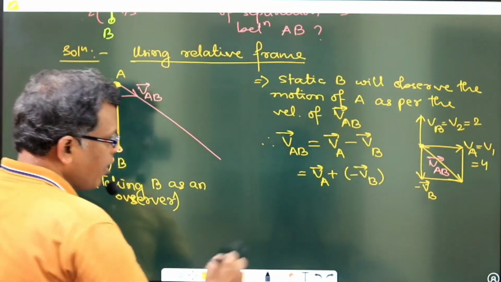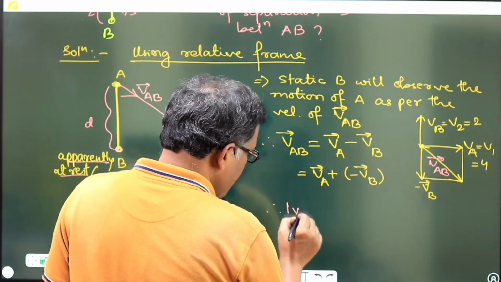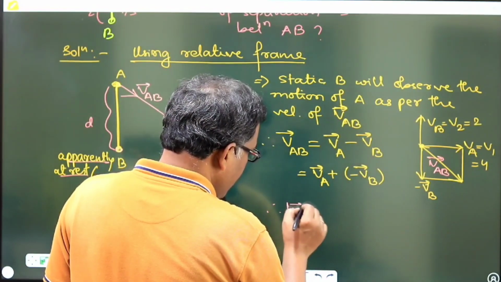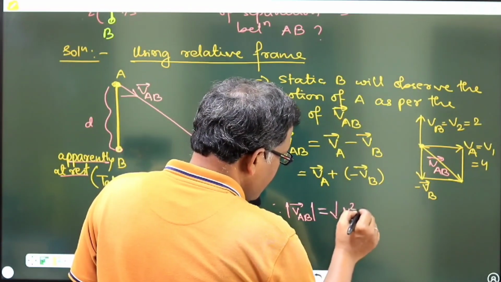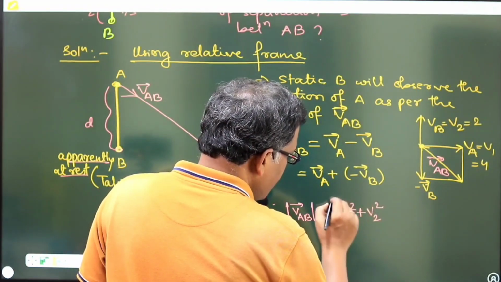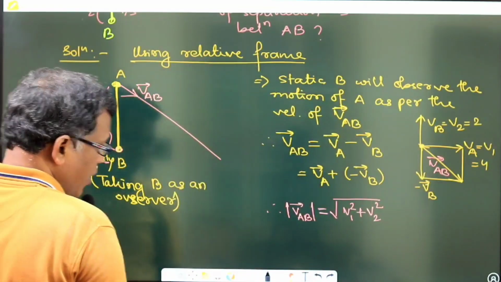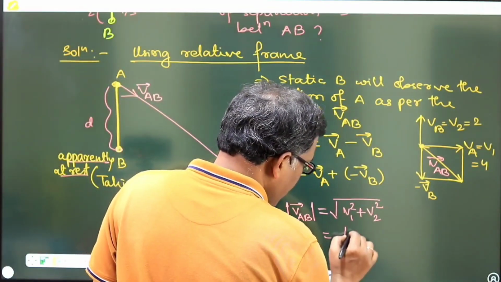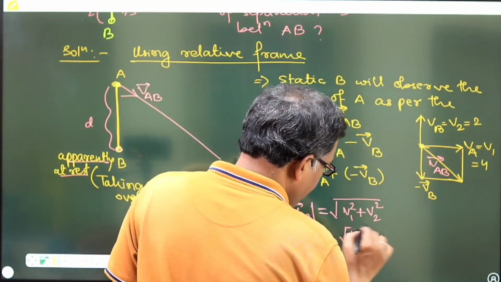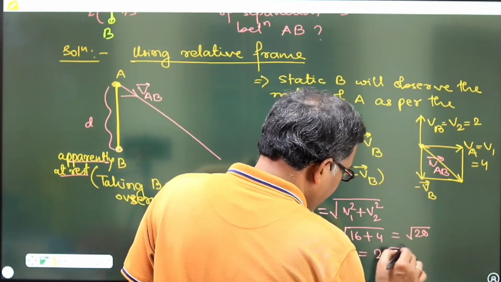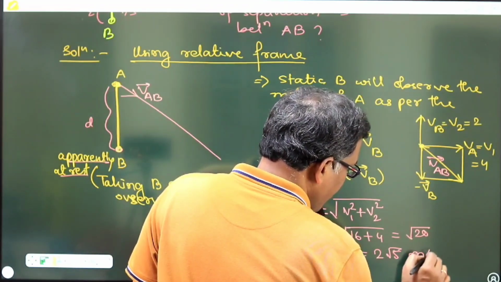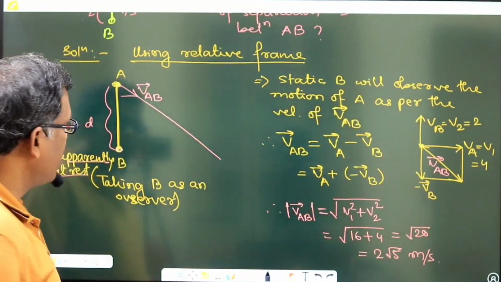Got it? So therefore, we can calculate the magnitude of the relative velocity VAB, right? VAB can be written as the square root of V1 squared plus V2 squared. V1, I think I have given as 4 and V2 is 2. So it will be the square root of 16 plus 4, that is root 20. Root 20 means it is 2 root 5. It is 2 root 5 meter per second, the relative velocity.